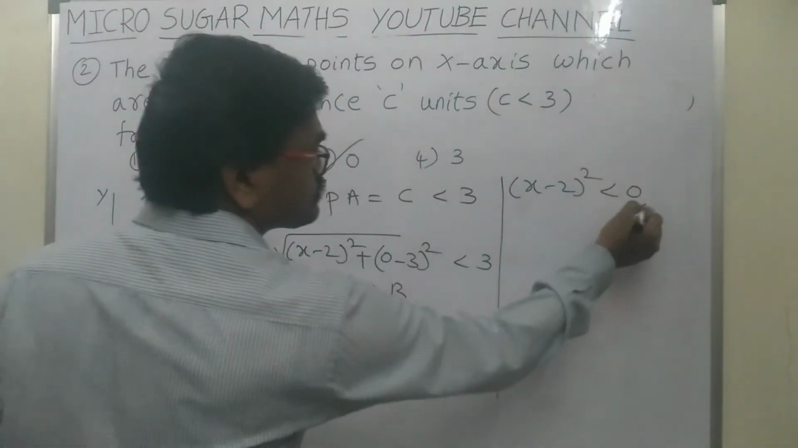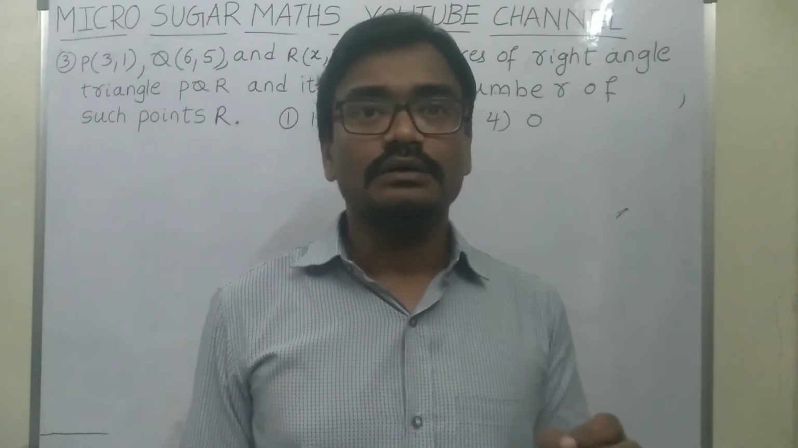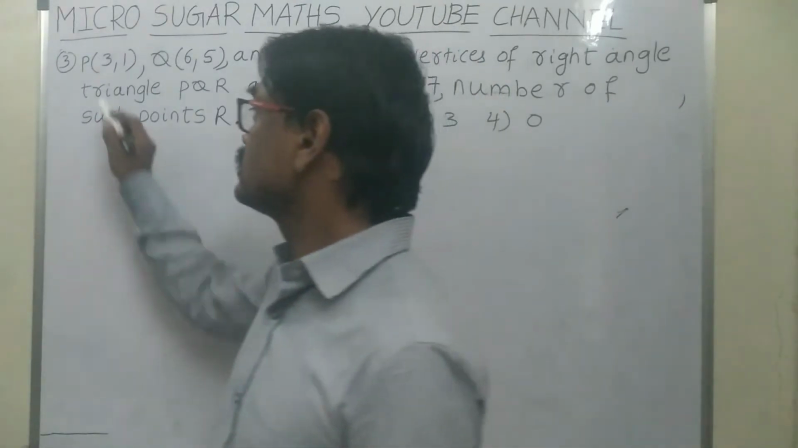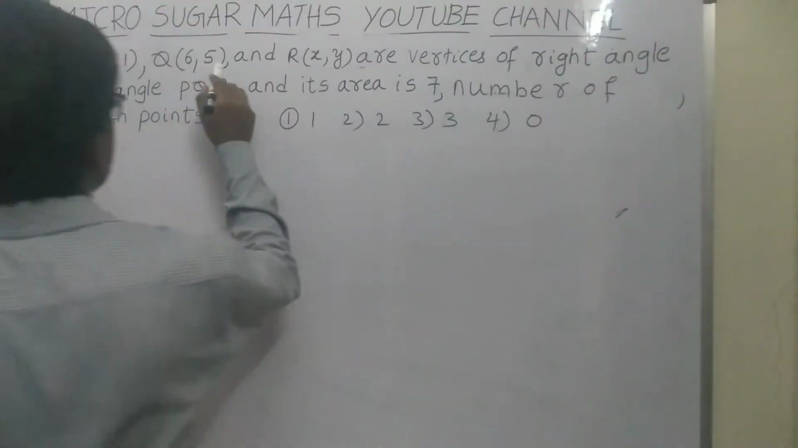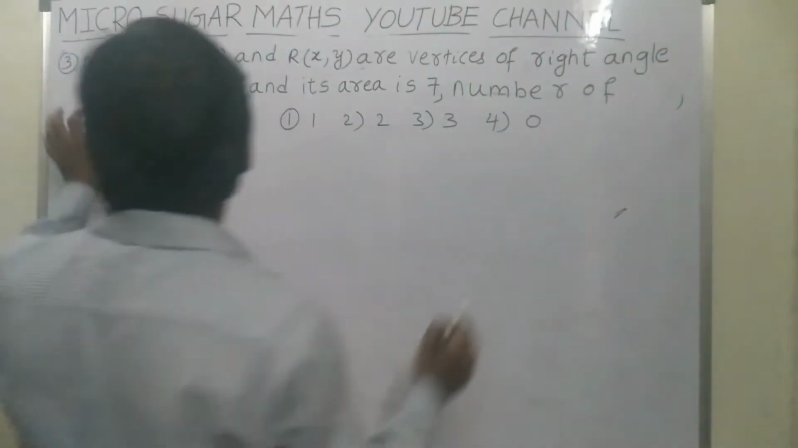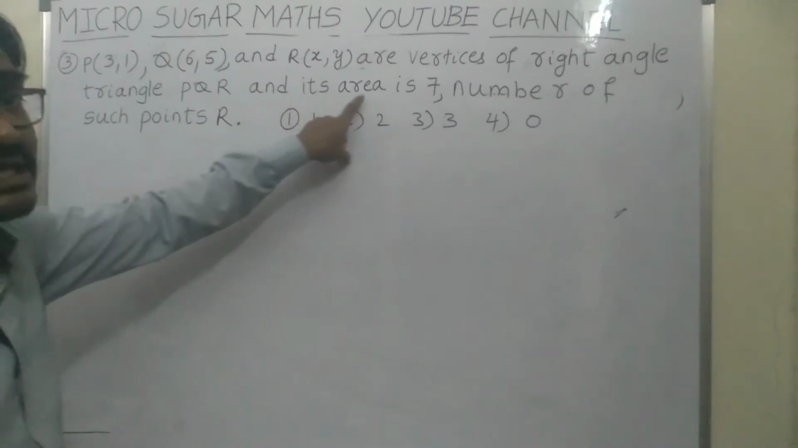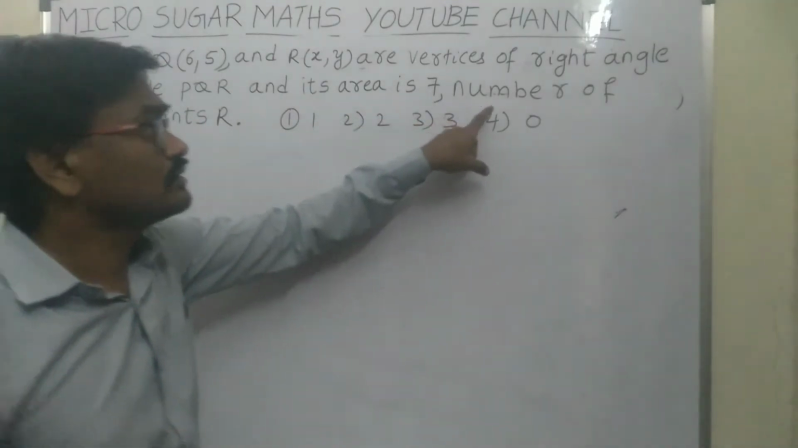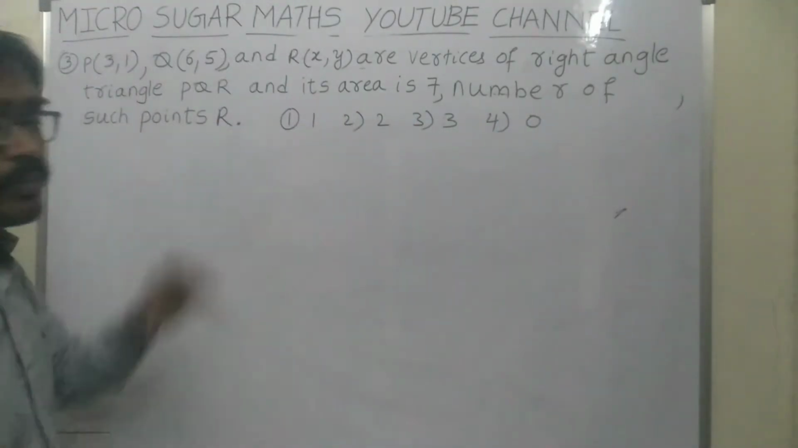Okay, students? Our next problem: P(3, 1), Q(6, 5) and R(x, y) are vertices of a right angle triangle PQR and its area is 7. Find the number of such points.